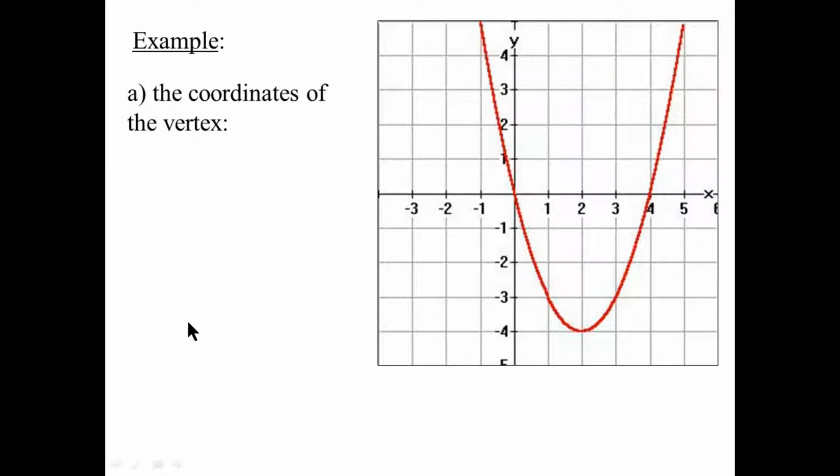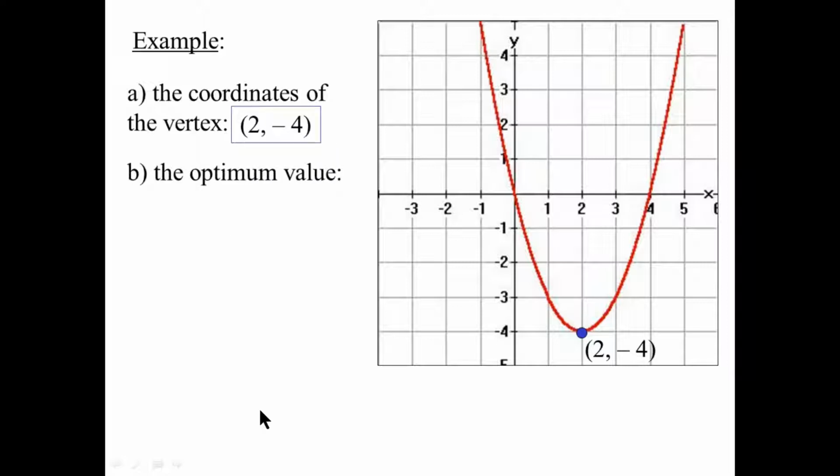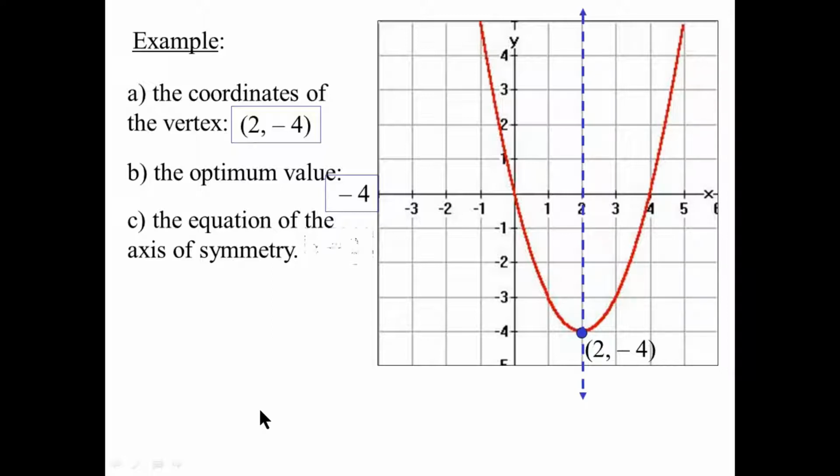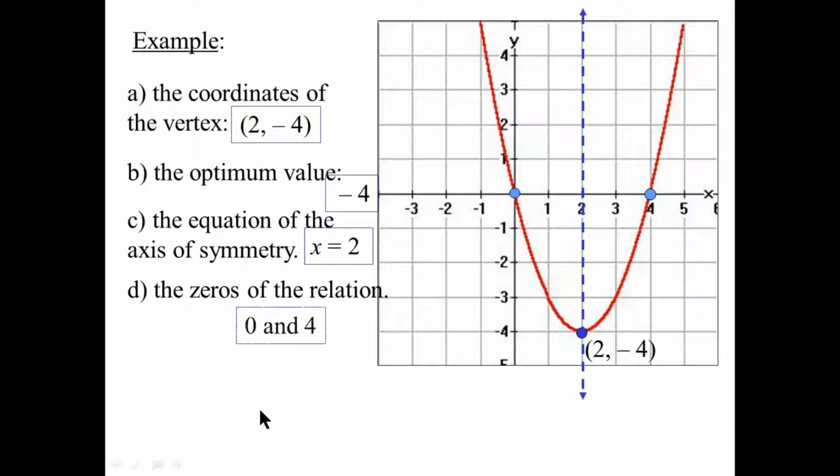Let's analyze this one. Coordinates of the vertex, well, we can see it there, (2, -4). Optimum value, it's the y value at the vertex. Equation of the axis of symmetry is not the number 2, because the number 2 is not an equation. We want x equals 2. The zeros of the relation, the x-coordinates where the x-intercepts happen, are 0 and 4.